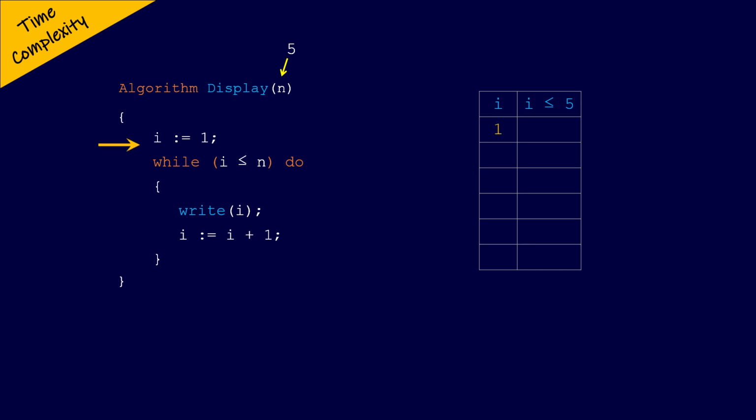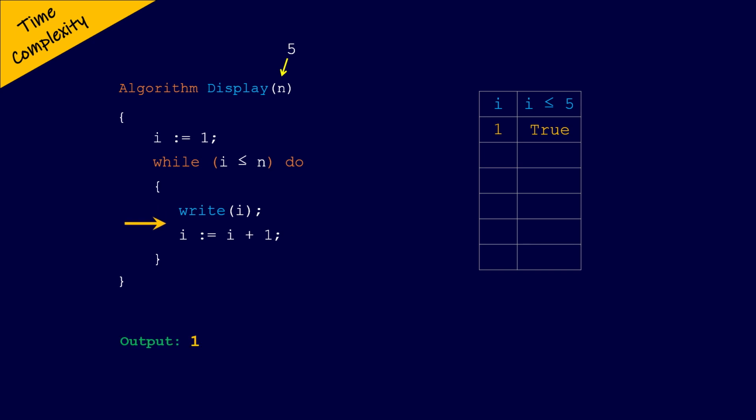Then in the next statement, we have the while loop with the condition I less than or equal to n. So here we have the condition as I less than or equal to 5, and at this point, since I is 1, the condition 1 less than or equal to 5 is true. Therefore, the statements within the while loop will execute. That is the write statement that will output the value of I, which is 1.